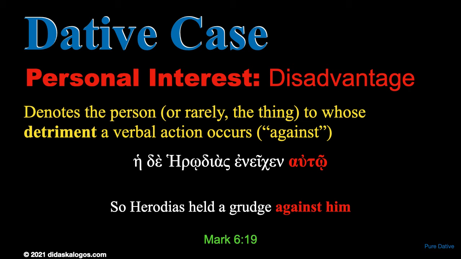There's also personal interest of disadvantage, denotes the person or the thing to whose detriment a verbal action occurs, usually with the English word against in the translation. He de Herodias enechen auto, so Herodias held a grudge against him.